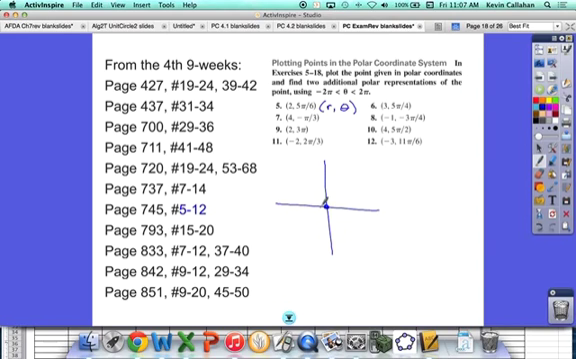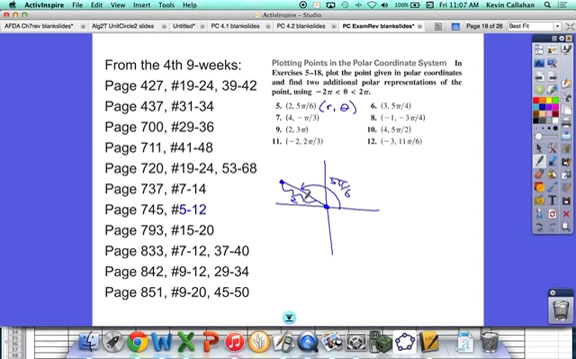So where do we find 5 pi over 6? That's the unit circle value. 5 pi over 6 is here. So if I went 5 pi over 6, at a radius of 2, then that would be the point.